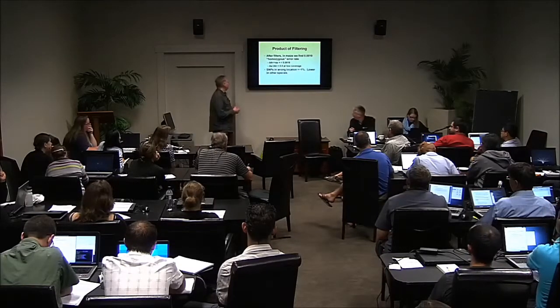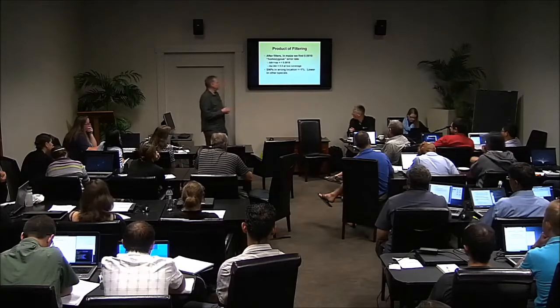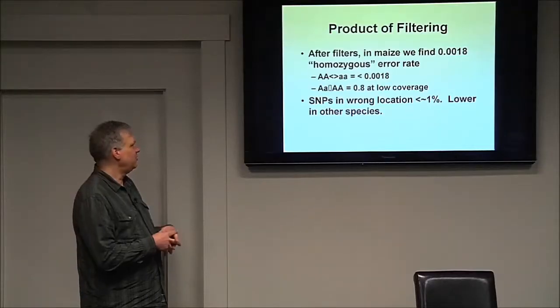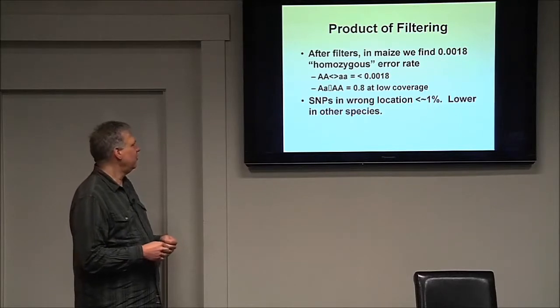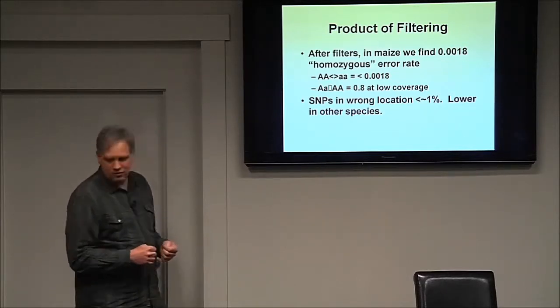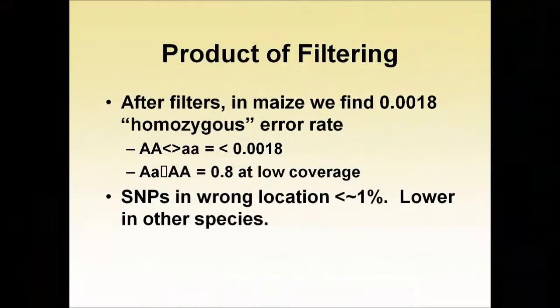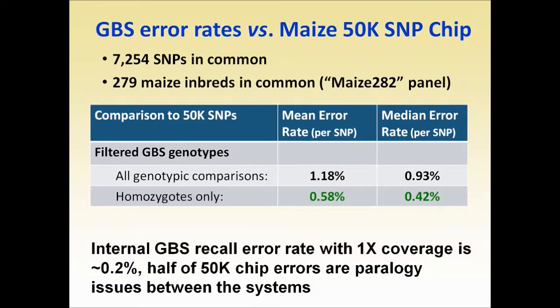And then after we filtered using the minimum F and such to identify paralogs, we get rid of most of the SNPs that are in the wrong place. So we keep that to a minimum. So then we can compare. I showed you about calculating error rates with the 25 NAM families. We could also do it with external data such as the maize 50K SNP chip that I mentioned.